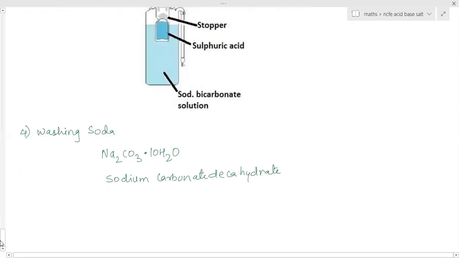So what do you mean by the 10H2O? Can you tell? I'm explaining the first chapter. Ten water molecules in the aqueous state? No, it is not aqueous. These crystals, these are the dry salt. This is a dry salt.